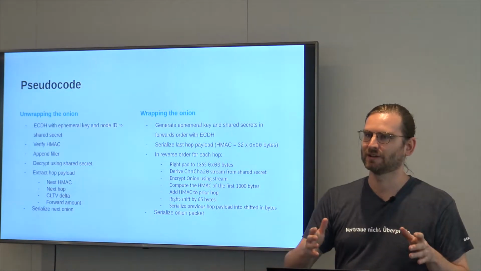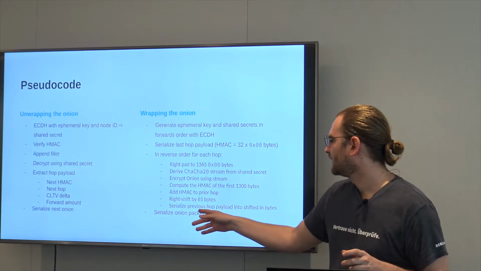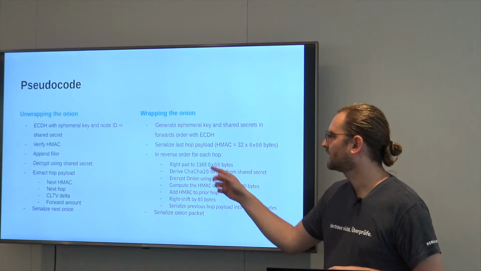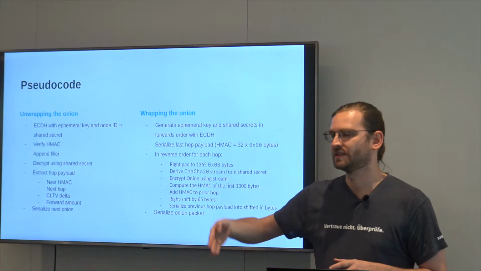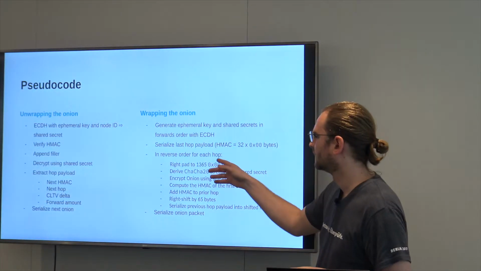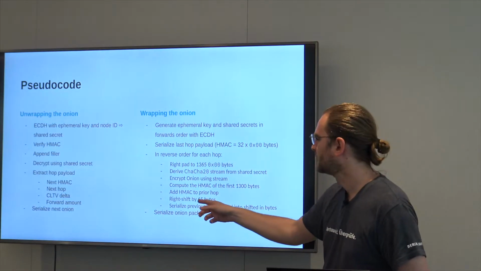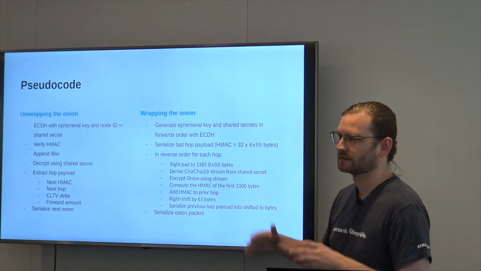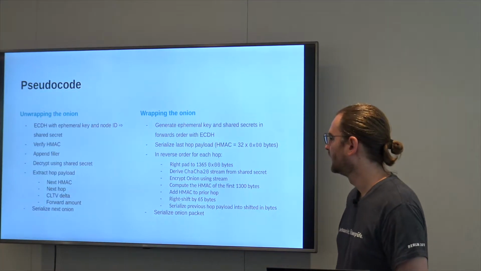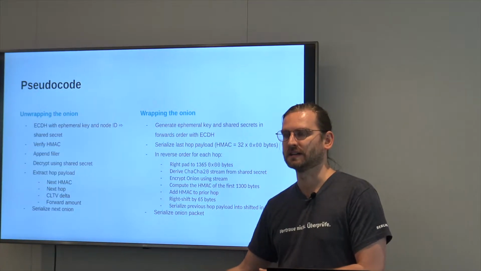We serialize the payload inside of this 65 bytes of thing, and then we rinse and repeat. Well, right padding is not really needed. We basically chop off the end to make it to the size that we expect it to be. Derive ChaCha and encrypt and compute HMAC, add HMAC to the prior hop, and so on and so forth. And we do that 20 times or however many hops we have in here. And finally, we then serialize the onion and can use it when using update add HTLC.